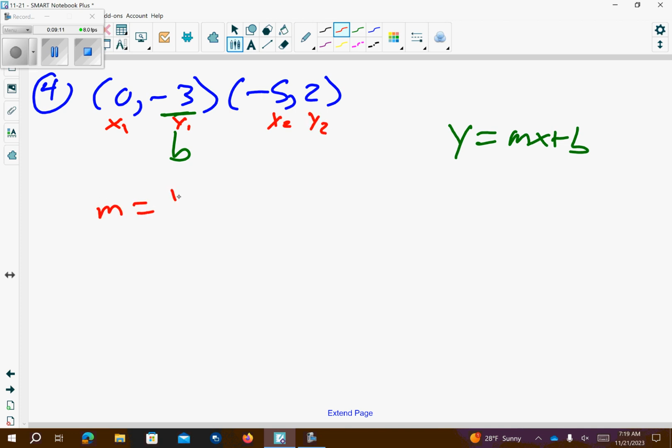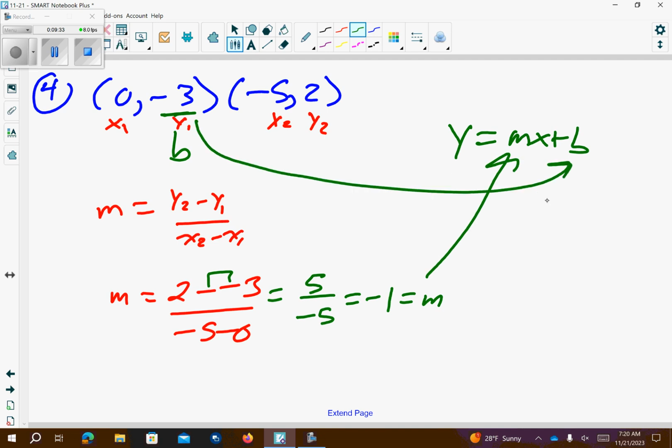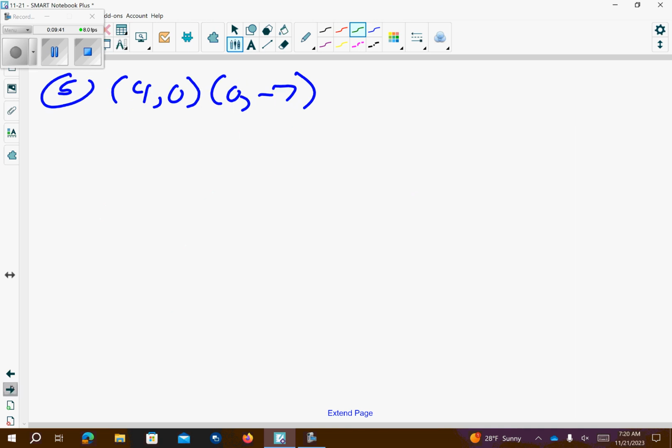So I'm going to get y2 minus y1 over x2 minus x1. So I'm going to get 2 minus minus 3, negative 5 minus 0. The minus minus is going to give me a plus, so 2 plus 3 is 5. 5 over negative 5 is equal to negative 1. That's my slope. So now I can plug my slope in. I can plug my y-intercept in. So I'm going to get y equals negative 1, x minus 3. You could have a negative 1 over 1 if you wanted to, but that's our answer.